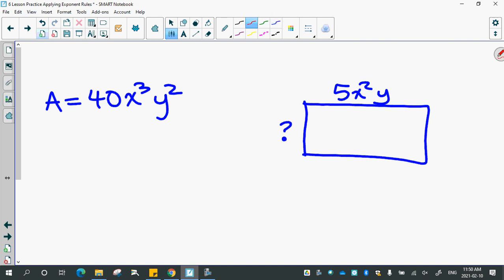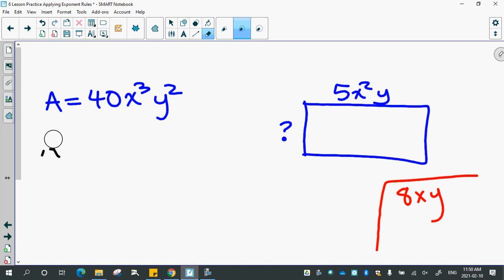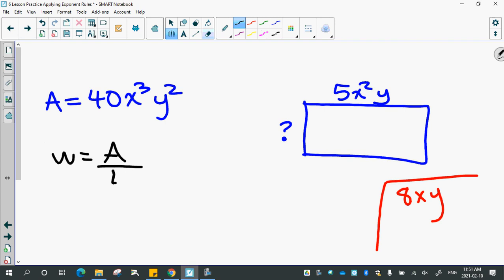Okay, wow, you guys are awesome. So this is the consensus, 8xy, and the ways people went about getting it were different from each other. I had a lot of people write down that the width was the area divided by the length. So how did you know that?